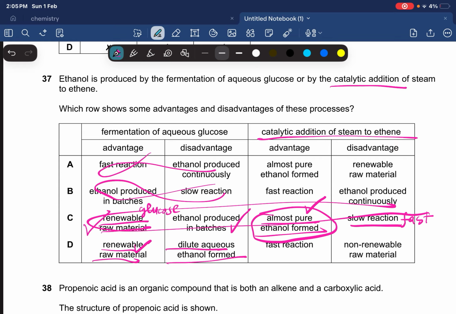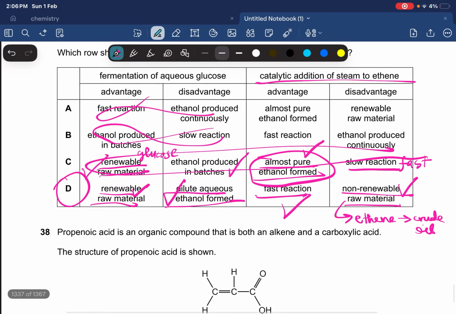Dilute aqueous ethanol formed. Maybe that's a disadvantage. Fast reaction, yeah, this one's a fast reaction. Non-renewable raw material, yeah, that's correct, because the raw material that you use is ethene, and ethene comes from your crude oil. And crude oil is non-renewable because you get it from the earth, because it's a fossil fuel, so it's non-renewable.